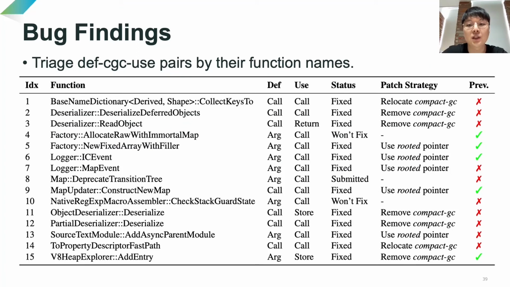Finally, we triaged the feasible def-use pairs by their function names and got 15 unique bugs. If you are interested in more details about this, please refer to our paper.